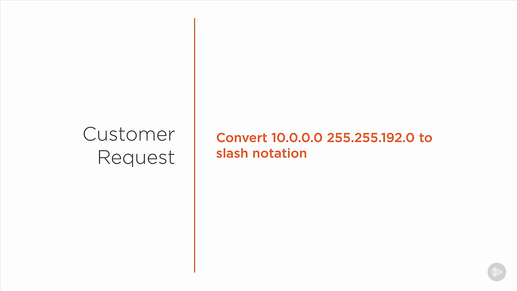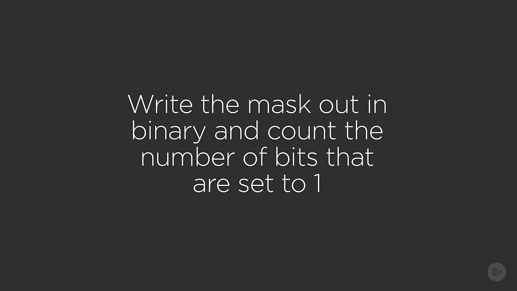Our customer has asked us to convert 10.0.0.0 with a dotted decimal mask of 255.255.192.0 to slash notation. Well, this is super easy. All we have to do is write out the dotted decimal mask in binary and count the number of bits that are set to 1. The network is 10.0.0.0 and the subnet mask is 255.255.192.0. Now, the part of this we are interested in is the subnet mask. The network address doesn't matter at all because it is not going to change. We are only interested in the subnet mask.